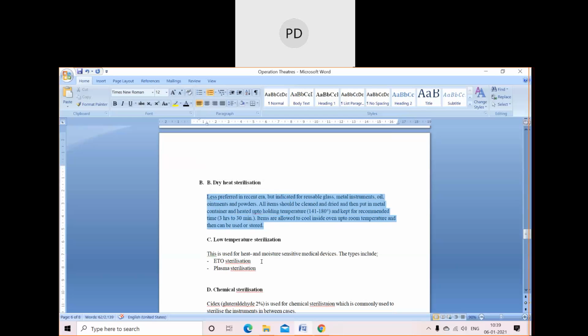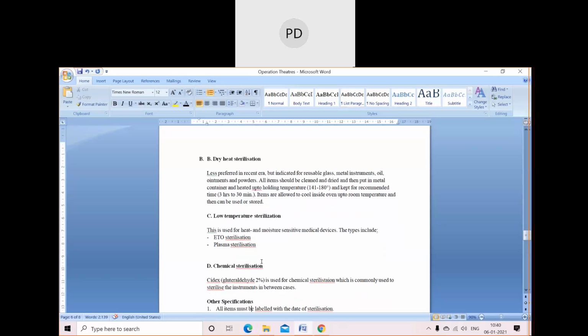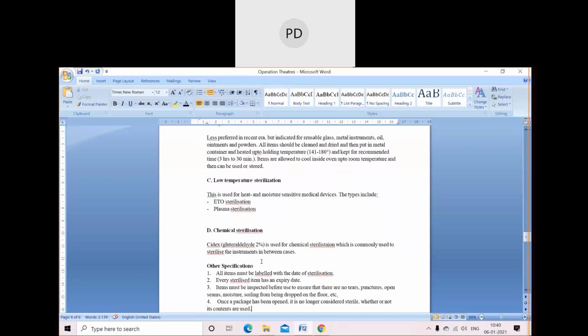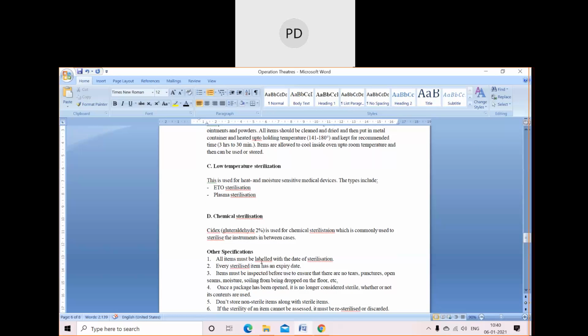So next is low temperature sterilization. Two types of sterilization are there for this. One is ETO sterilization and another one is plasma sterilization. ETO sterilization means ethylene oxide gas to reduce the level of infectious agents. And plasma sterilization sterilizes the items with oxidation, and it produces a reaction in which microorganisms are deactivated. So in chemical sterilization we have Cidex. Just know the name, that is more than enough.